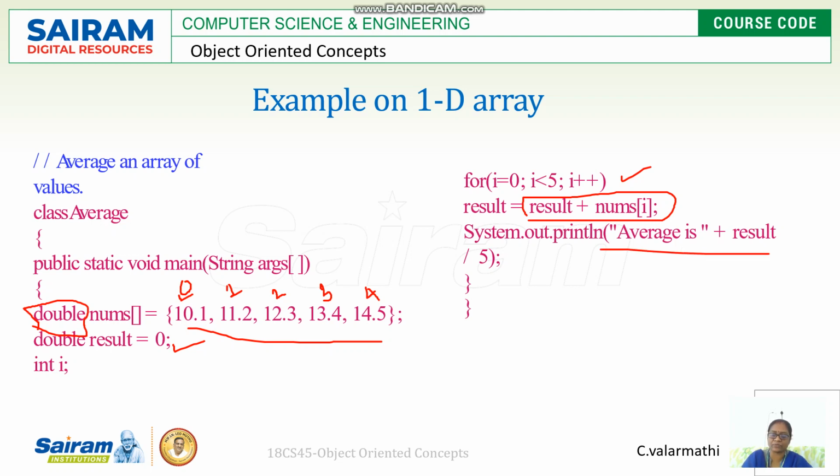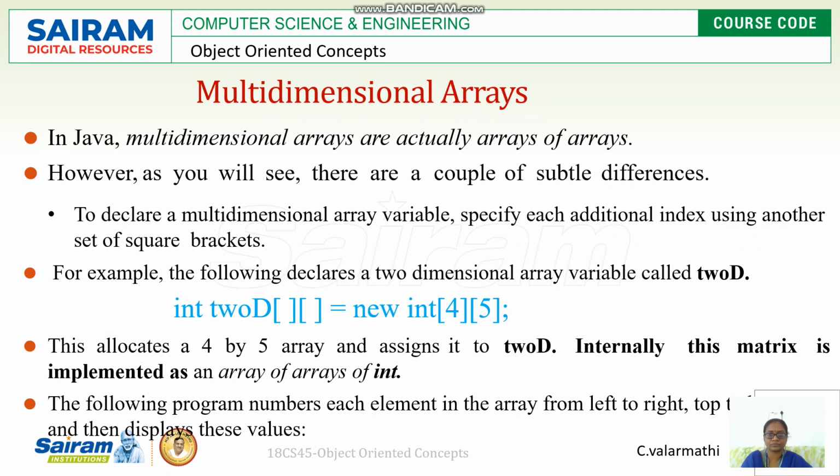So how can we find the average? The result divided by 5. We know that the number of elements is 5. So when you divide the result by 5, you will get the average value. The average value will be printed here as the output.